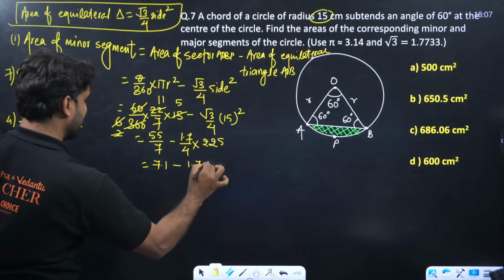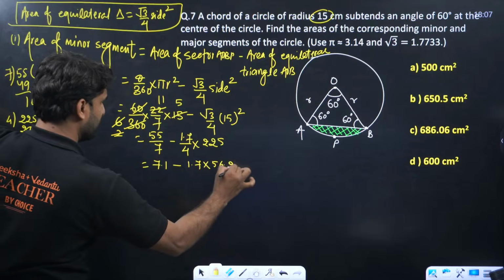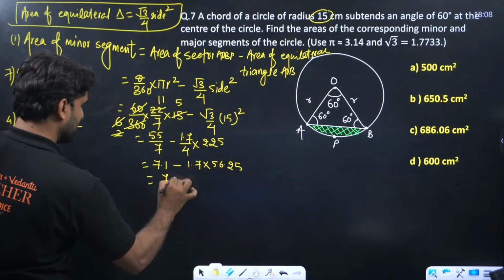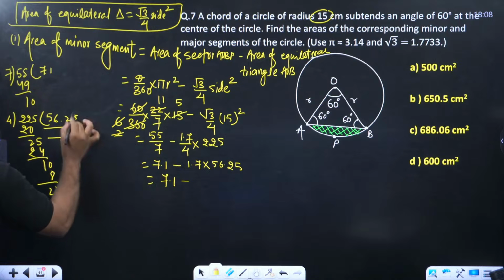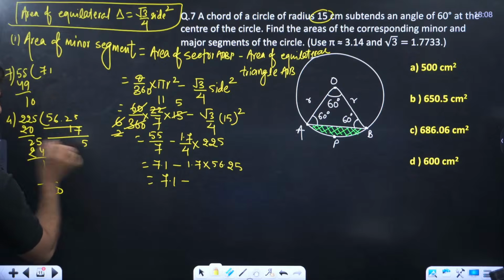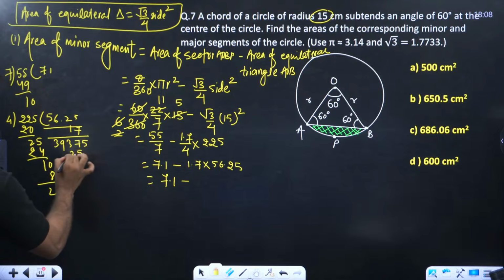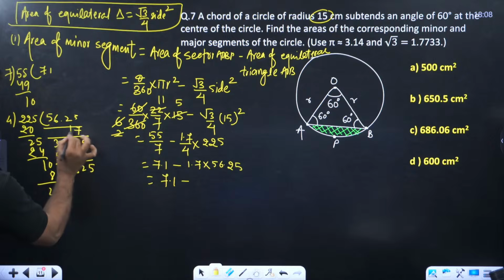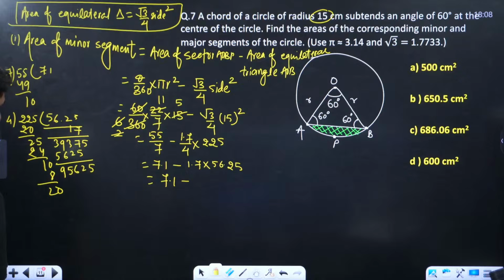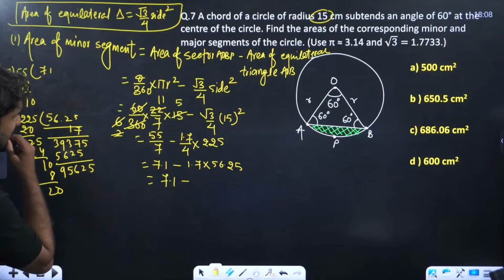So 1.7 into 56.25. Let's solve this. Multiplying 55 point, and this is 1.7, 7 fives are 35, carry 3, and so on, so this is 213 95.5. Anything is missing there?